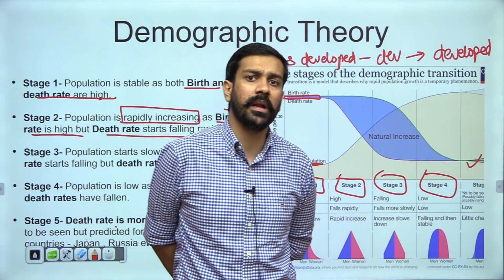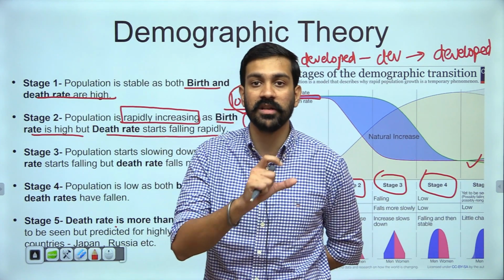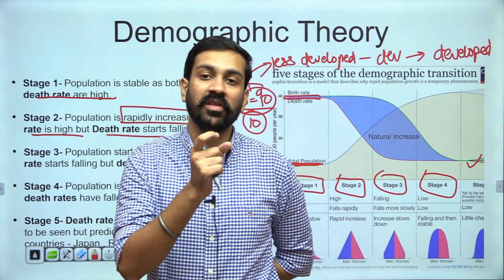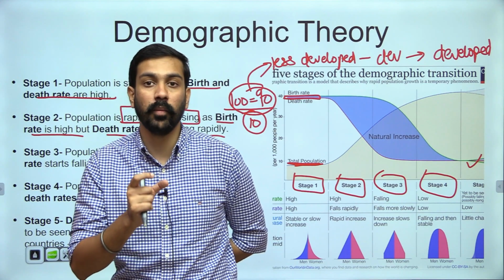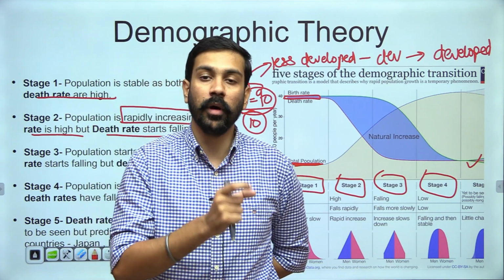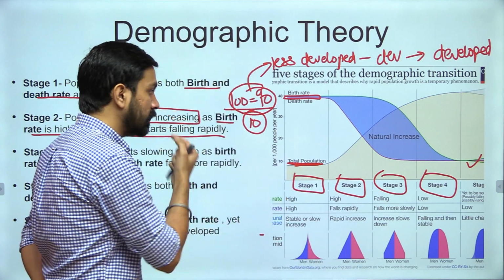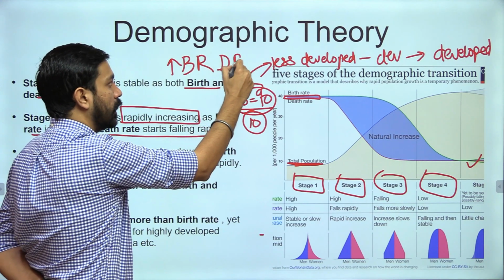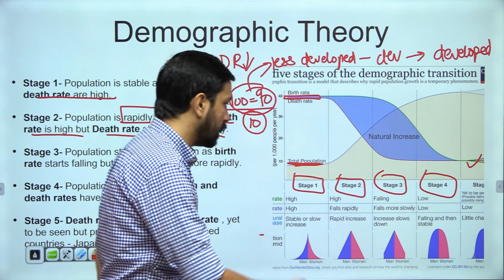Or you can also relate it with the economic levels, that the country has not transitioned from agriculture to another sector. So the primary sector is still the dominant sector, because of which individuals need more labor to work on their fields. That is why the birth rate is also high. So basically, when the birth rate is high but the death rate starts falling, obviously the country's population will start increasing.